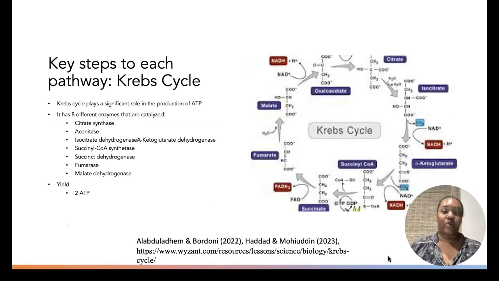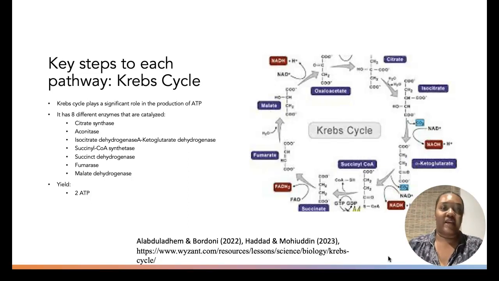Now we are going to be discussing the Krebs cycle. The Krebs cycle plays a significant role in the production of ATP. There are 8 different enzymes that are catalyzed, which are citrate synthase, aconitase, isocitrate dehydrogenase, alpha-ketoglutarate dehydrogenase, succinyl synthetase, and more. And they yield 2 ATP.